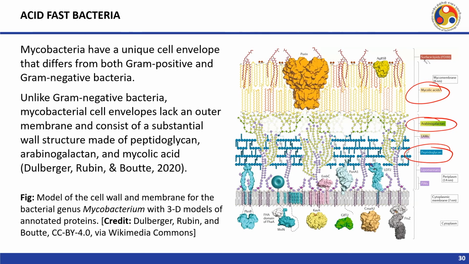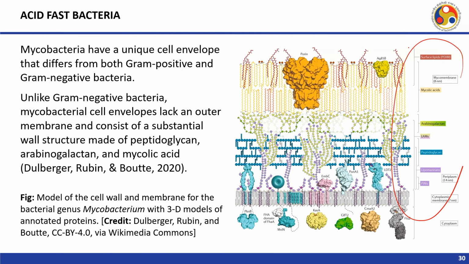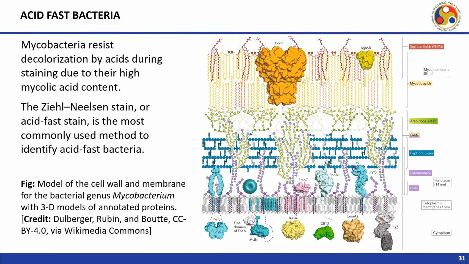This figure shows the model of the cell wall and membrane for the bacterial genus Mycobacterium and shows the different proteins which are present, including in the cell membrane and cytoplasmic membranes. Mycobacteria resist decolorization by acids during staining due to their high mycolic acid content. The Ziehl-Neelsen stain or acid fast stain is the most commonly used method to identify acid fast bacteria.